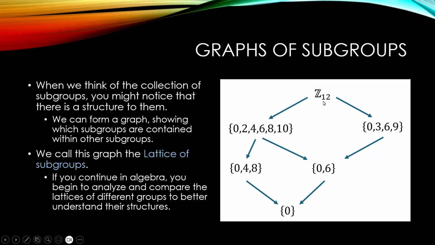Note, as we're going down here, we can see all of the different subgroups. From Z12, we had 0, 2, 4, 6, 8, 10. Well, 0, 4, 8 is a subgroup of that, and 0 is a subgroup of that. 0, 6 is also a subgroup of Z12, but it's also a subgroup of 0, 2, 4, 6, 8, 10. 0, 3, 6, 9 is also a subgroup of Z12, and 0, 6 is contained within that. These are just listing out all of the different containments from the whole group down to the trivial group. And that's what the lattice of subgroups is.